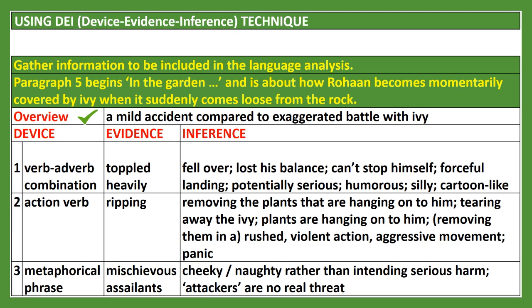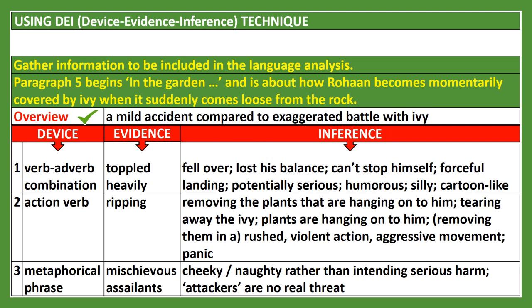Next, identify the device, a verb-adverb combination. Provide evidence, toppled heavily. Draw inferences such as falling over, losing balance, being unable to stop oneself, experiencing a forceful landing, potentially serious consequences, humorous or silly elements, and a cartoon-like scenario.